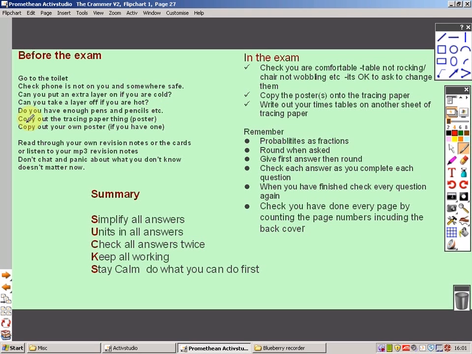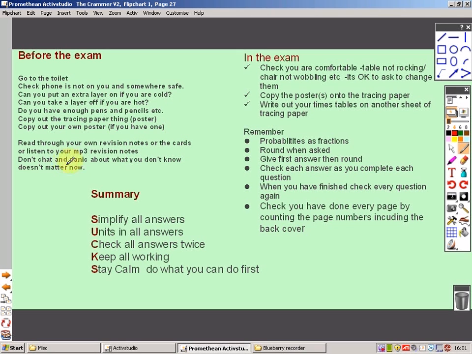Before you go into an exam, copy out the tracing paper thing, that poster. Make sure you can do it. Get it fresh back in your brain. If you've got your own poster with your own tips as well, make sure you've got that one. When you're queuing up to go in the exam, or waiting for lunchtime before the exam, read through your own revision notes with the little cards you can get from the website, or listen to your MP3s as well.